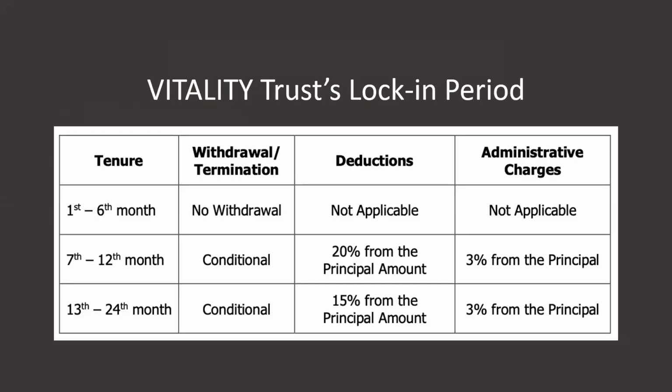Now, trust lock-in period. In the event that the settlor needs to withdraw, okay, for any particular reason after he has completed the transaction. So this table is in play, okay, meaning to say, first month to the 6th month, there is no withdrawal whatsoever. Thereafter, the 7th month onwards, there is a conditional termination or conditional withdrawal, whereby from the trust itself, there will be a deduction of 23%. Okay, so 20% from principal amount, 3% from the principal, which is 23% based on deductions as well as administrative charges. Yeah, and the charges here is the same. Now, following which 13th month to the 24th month, you will be charged 18%.